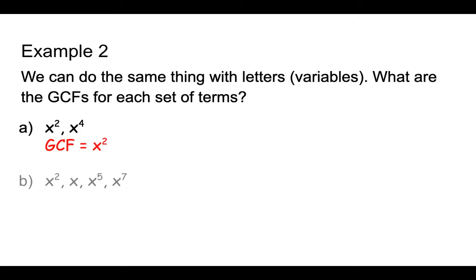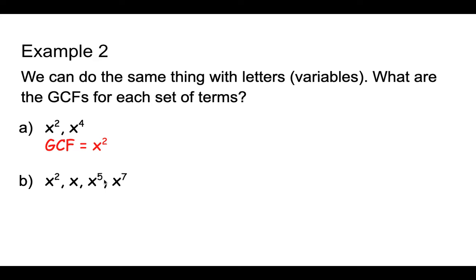What you're really doing when you're looking at terms that have exponents, you're looking for the term with the lowest exponent. So if I look here, I have an exponent of 2 and an exponent of 4. The lowest exponent is going to be x squared because anything with an exponent bigger than 2 cannot divide into x squared. But x squared can divide into anything above an exponent of 2.